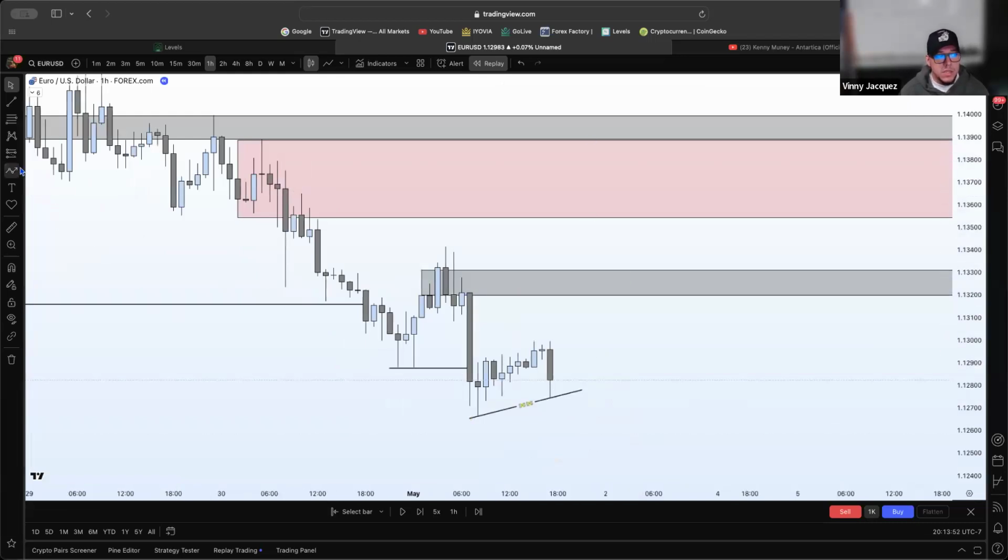Now, if I'm still wanting to look for sells, guys, as the market is going up to these possible sell zones, right? Possible sell zone 1, possible sell zone 2, possible sell zone 3. If the market is going up to my possible sell zones, what should I be doing?